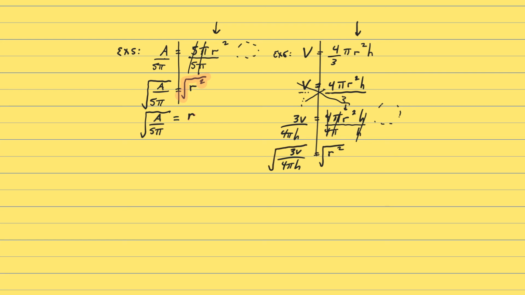And that's really it. A lot of you guys would scribble these out and everything. I get it, but I'm going to rewrite it. These two things are inverses. They make each other disappear, like multiplication and division, like addition and subtraction. They make each other disappear. r equals the square root of 3V over 4 pi h. And that's my final answer.